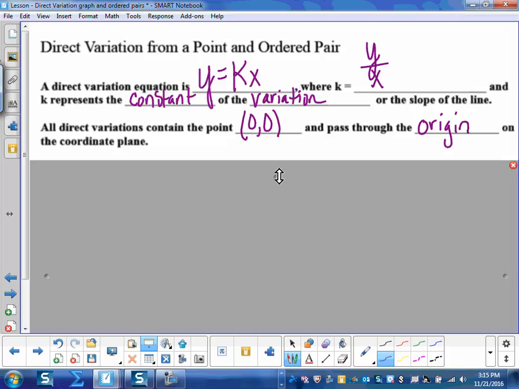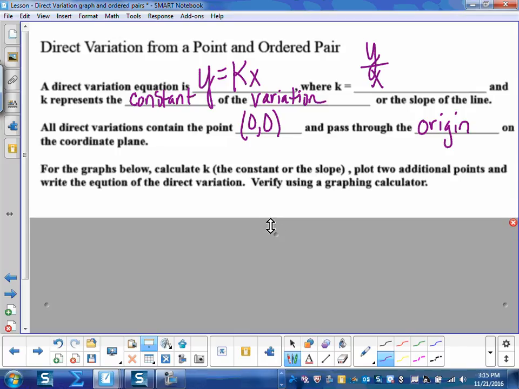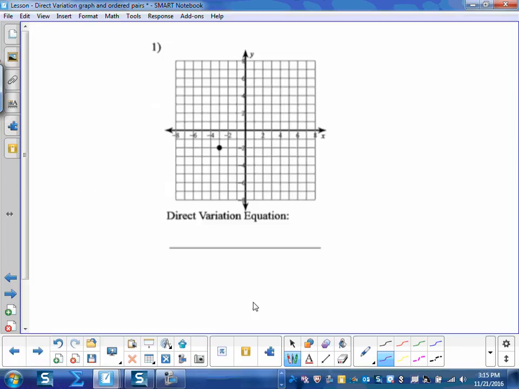on the coordinate plane. For the graphs below, calculate k, the constant, plot 2 additional points, and write the equation, and then verify using your graphing calculator. So here we have a graph with a point, and it's a direct variation. So let's first identify the point, and it's (-3, -2).